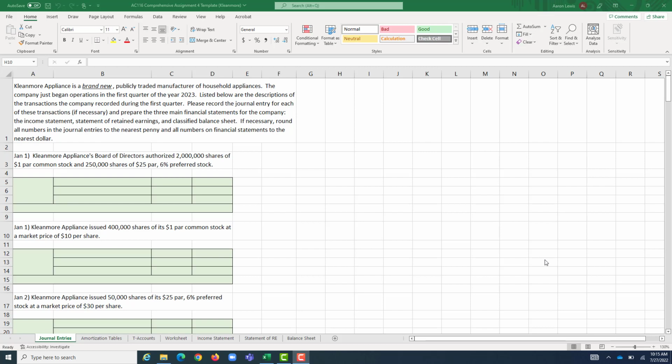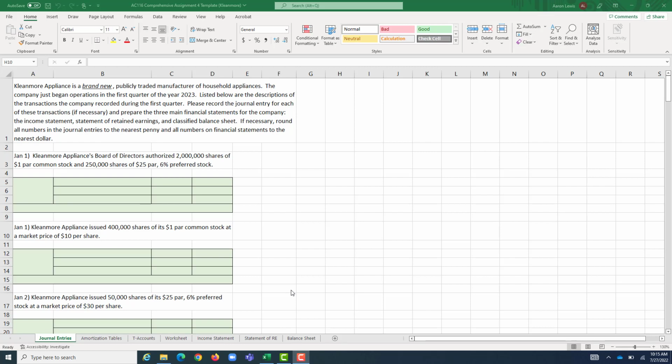We have the description on this tab right here of all the different transactions that Cleanmore took on during the period. We need to record a journal entry for each of these transactions, and ultimately we're going to go through the accounting cycle and make our T account balances, make a trial balance, and from that trial balance we are going to make our three main financial statements. If you can see from the tabs on the bottom, they are the income statement, the statement of RE, and the balance sheet.